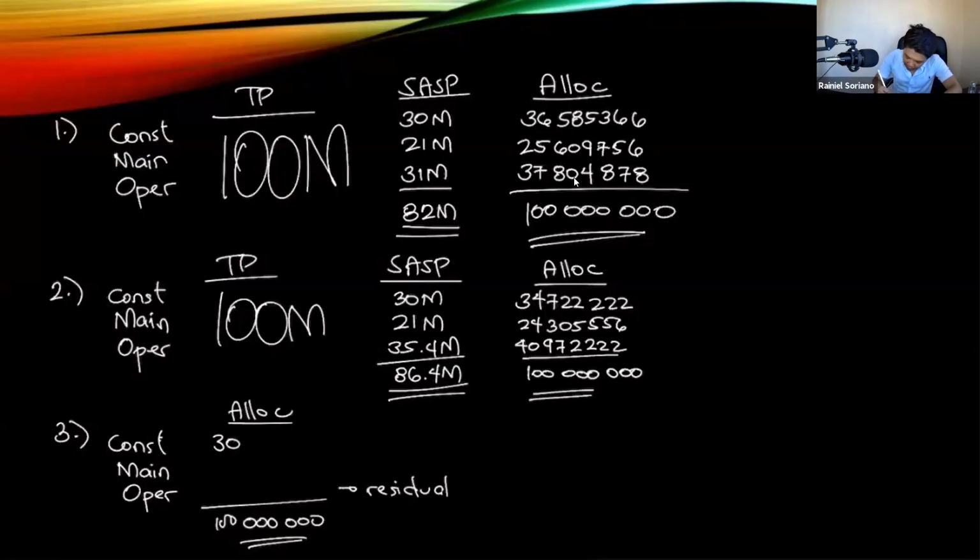Meaning, the 30 million standalone selling price of the construction is already allocated to the construction. The 21 million for the maintenance is the one allocated to the maintenance, and any residual amount will be allocated to the operation. So 100 million minus 30 million minus 21 million, or that's equal to 49 million, will be the amount allocated to the operation. Right? So that's the residual approach, and those are the methods just in case one performance obligation does not have any standalone selling price or relative fair value. And that's the end of step number 4.